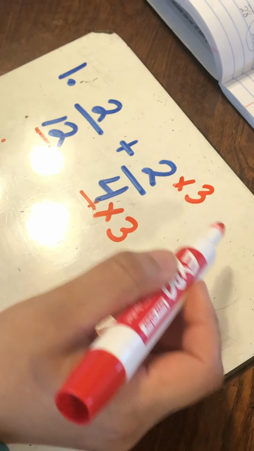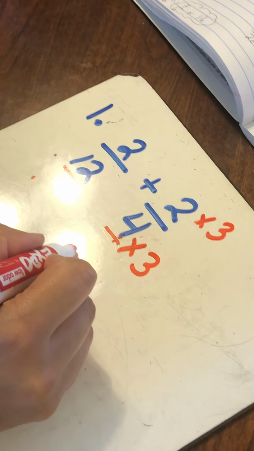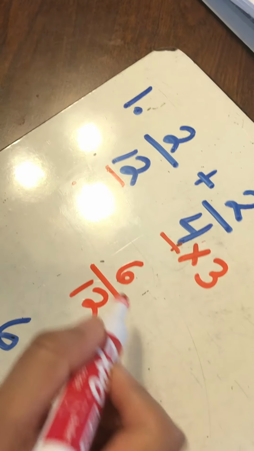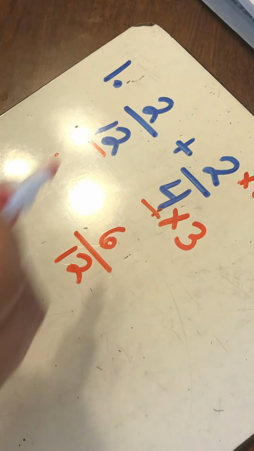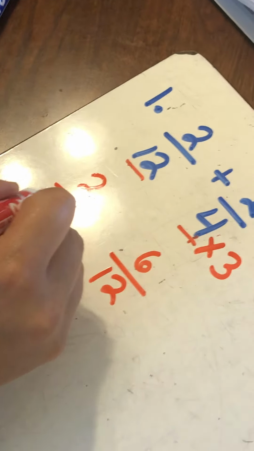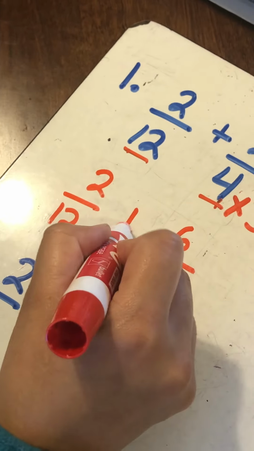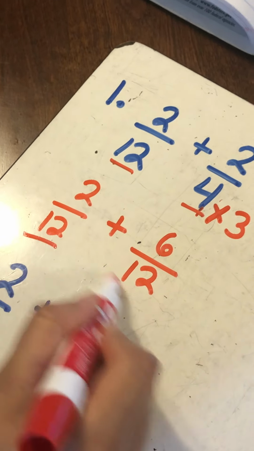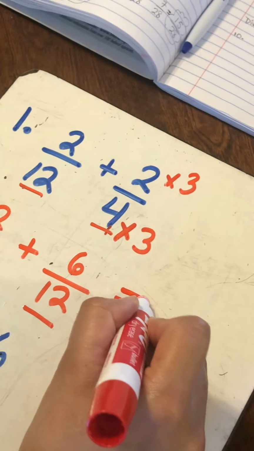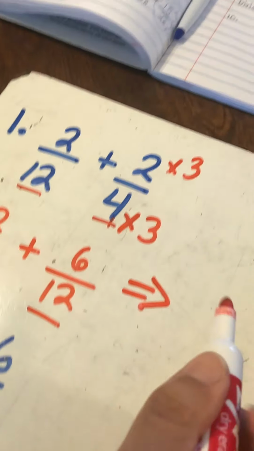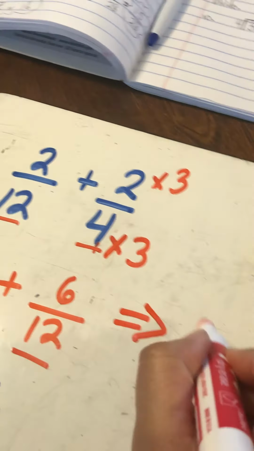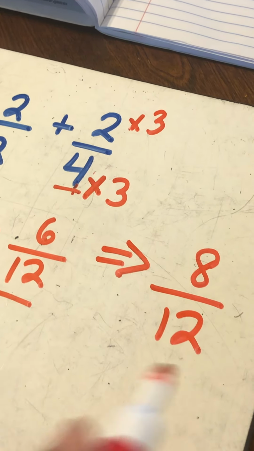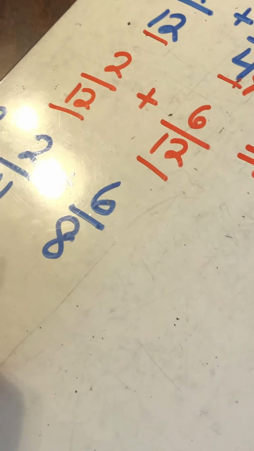So now I can go ahead and multiply. 2 times 3 is 6, and 4 times 3 is 12. So my new fraction is 6/12. And the first fraction, 2/12, will stay the same. And now I can add the fractions because they have the same denominators. And when we add fractions, remember that we only add the numerators. So 6 plus 2 is 8, and our denominator stays the same. So 8/12 is the answer.